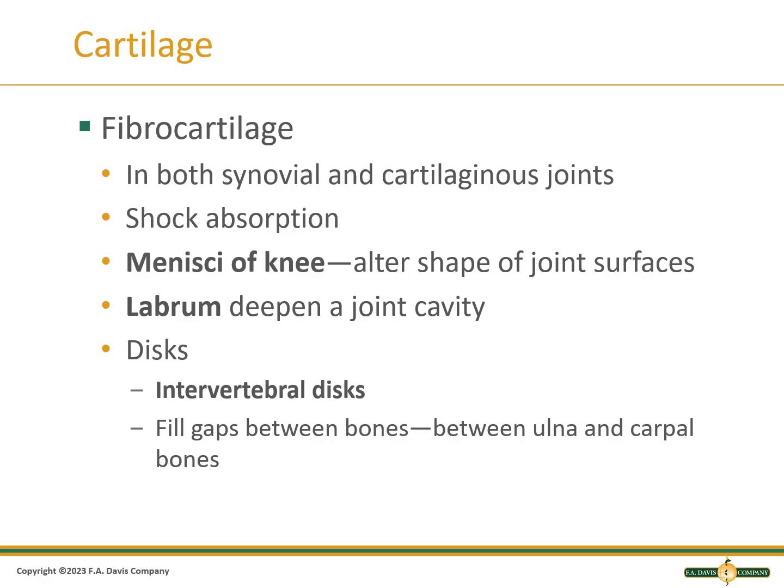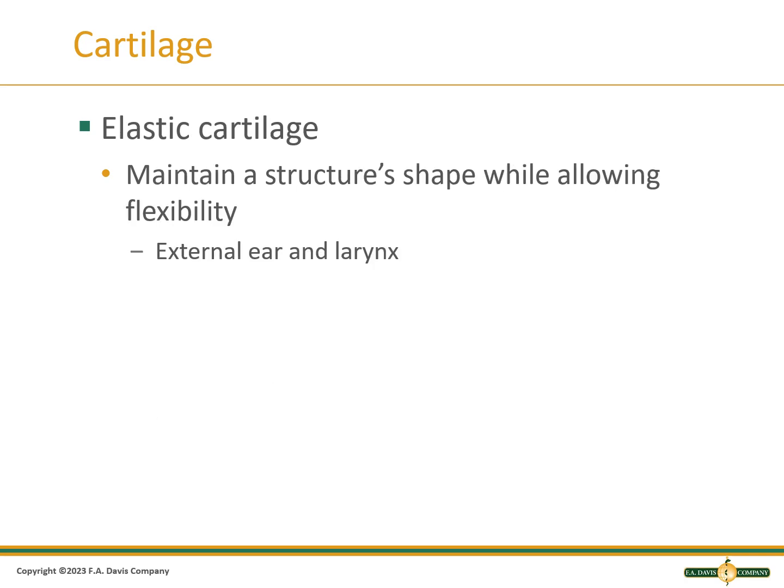The labrum of the shoulder and the hip is made of fibrocartilage and acts to deepen the joint cavity. We also have discs like our intervertebral discs that fill gaps between bones, so we can find those between the vertebrae of the spine, but we can also find discs between the ulna and the carpal bones filling in the gap present there. Elastic cartilage is meant to be flexible but return to its normal shape, like the ear. So you can bend and twist your ear, but when you let go of it, it's going to pop back to its normal shape.